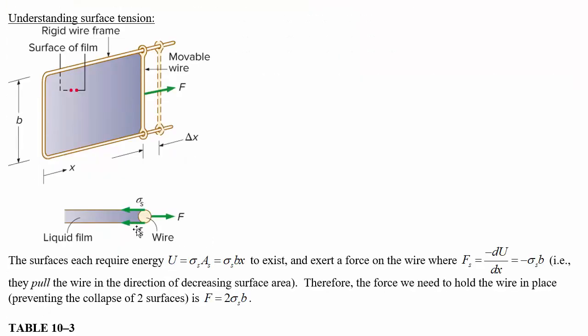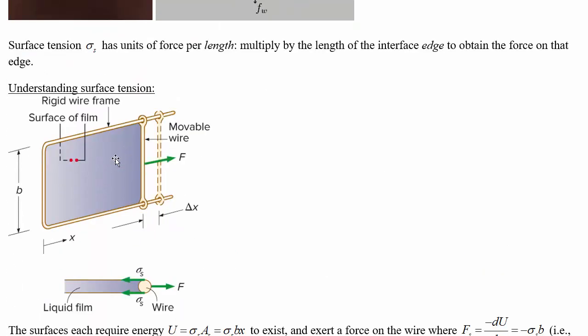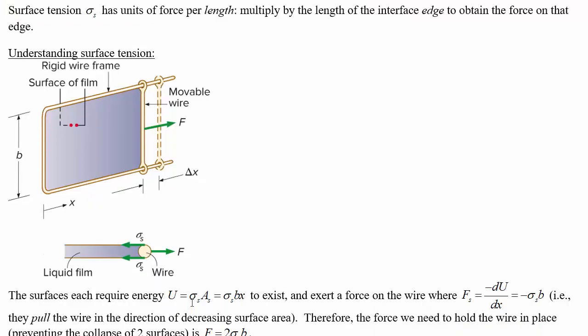All right, here's the top view of that same wire. We've got some surface tension on this side, surface tension on this side, and it's fighting a force. So the force on each of these edges is sigma s multiplied by the length of the edge, and that's what we defined up here if surface tension is force per unit length. Let's see how it can also be the energy per unit area.